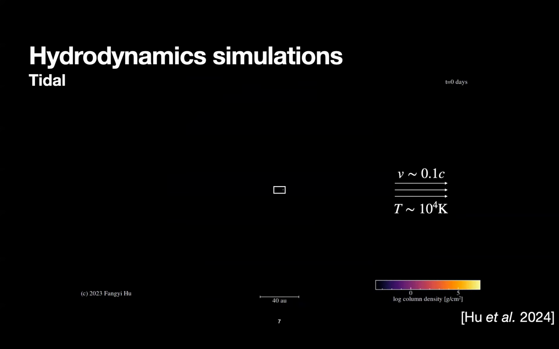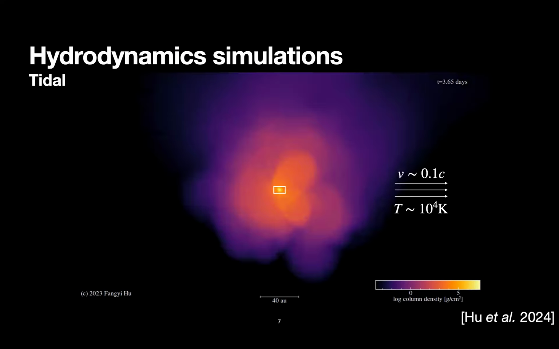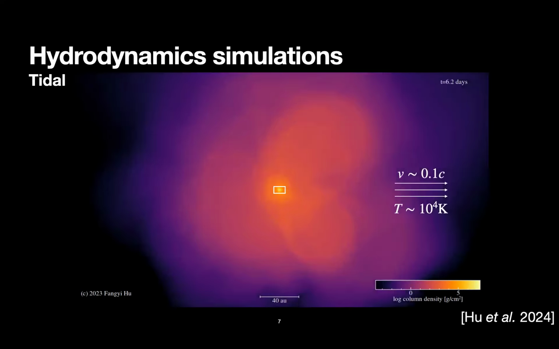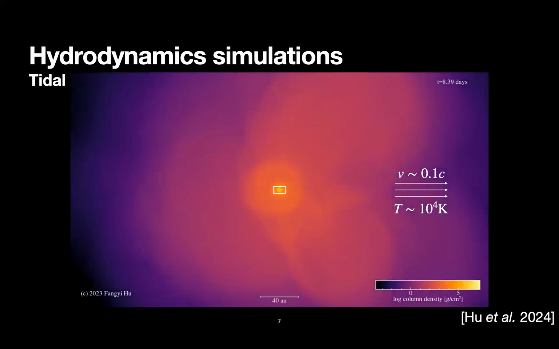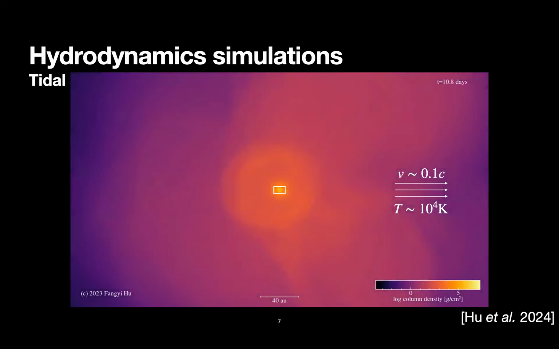If we zoom out and look at the larger picture, this little triangle basically represents the scene you just saw in the last slide. We also lower the rendering density, so we see there's a lot more going on. You've got lots of outflows, with velocity of around 0.1 speed of light, and the temperature is still high, like 10,000 Kelvin.